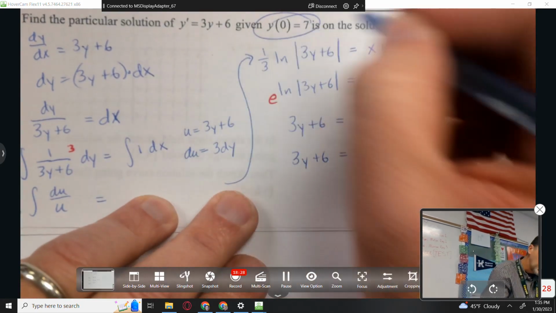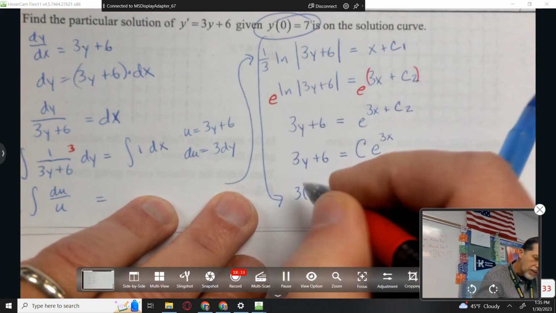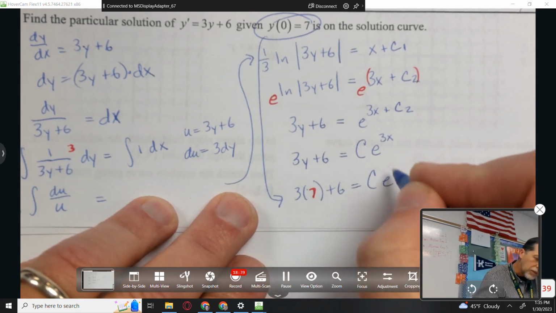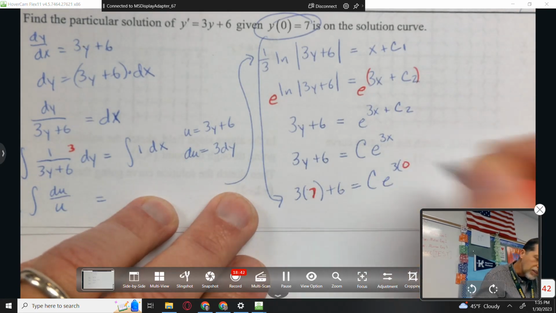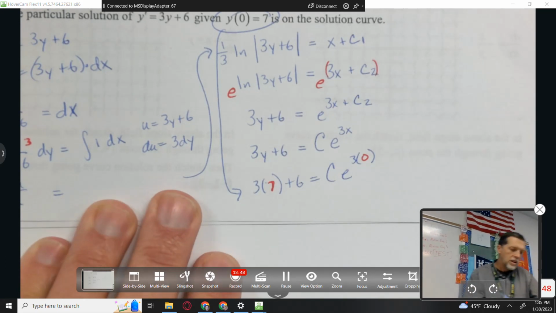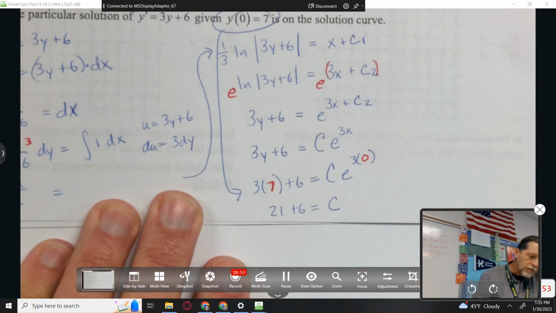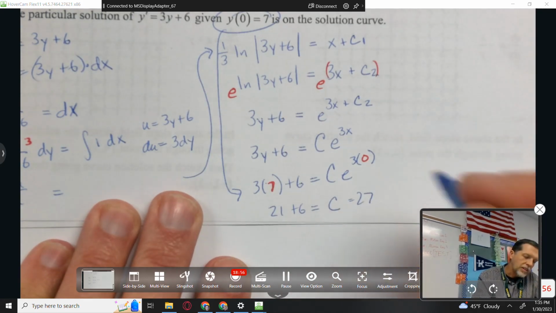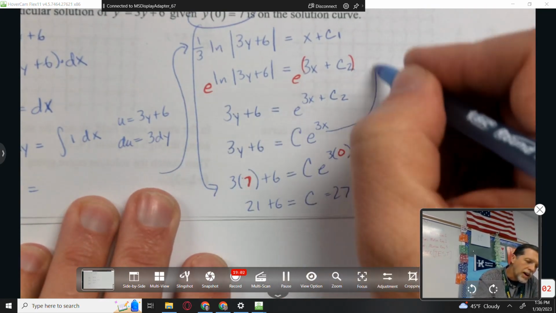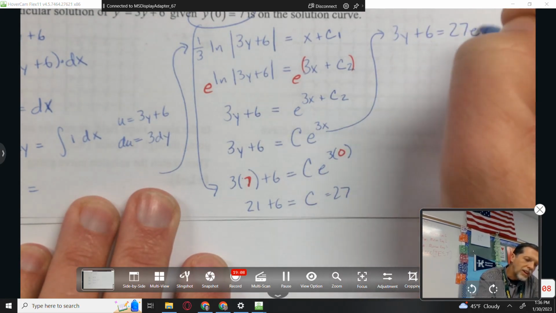So we'll use 0, 7. So 3 times 7 plus 6 equals c times e to the 0. It's convenient when they throw zeros in there. So 21 plus 6 equals c. So 27. So I'm going to go back up to this spot. 3y plus 6 equals 27 e to the 3x.